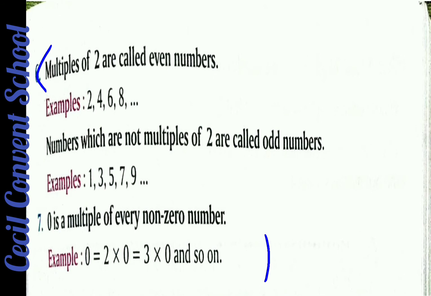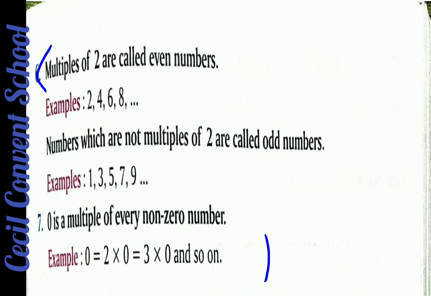Clear, students? So multiples of 2 are always even numbers, and numbers which are not multiples of 2 are called odd numbers, like 1, 3, 5, 7, 9. And 0 is a multiple of every non-zero number. Clear? So these points you have to underline in the book only.